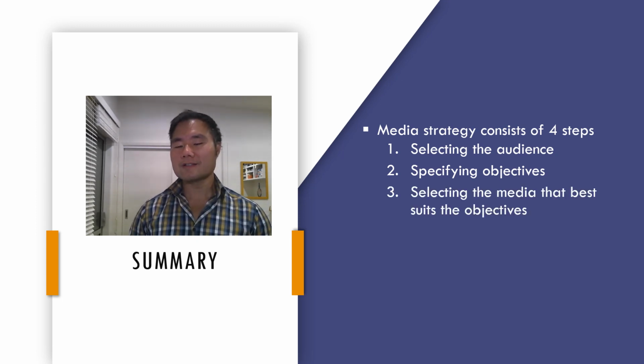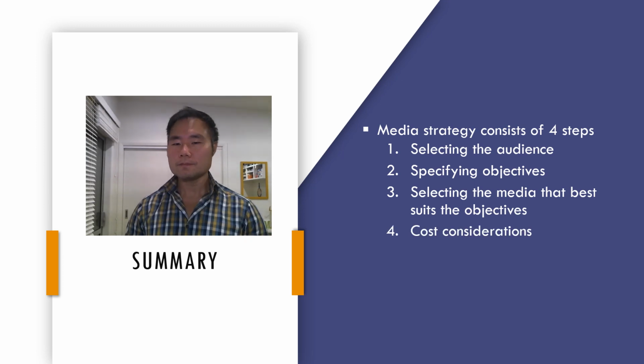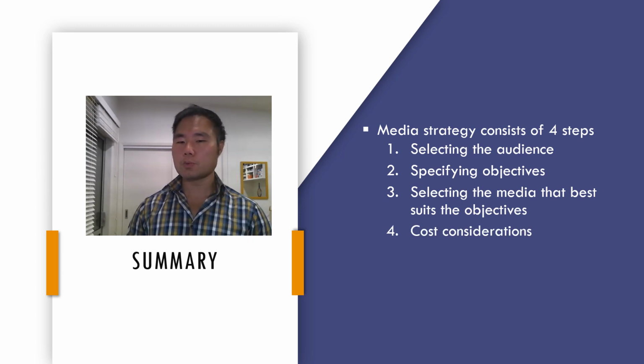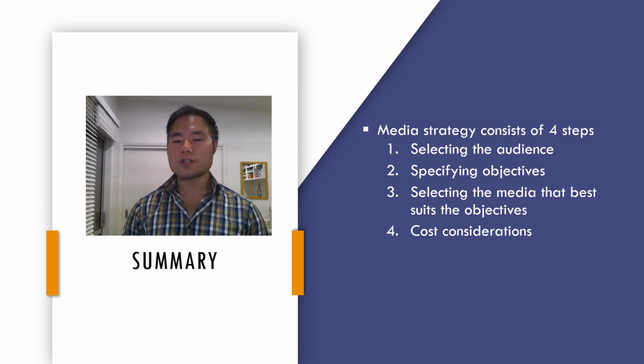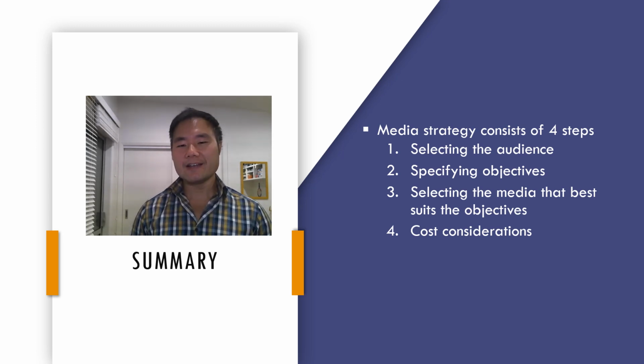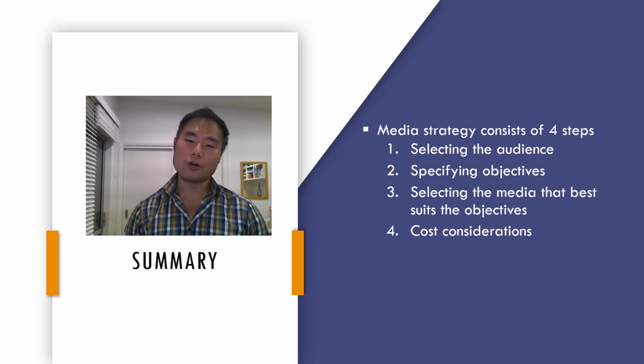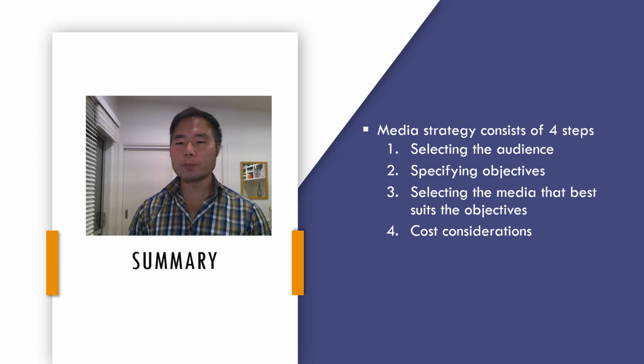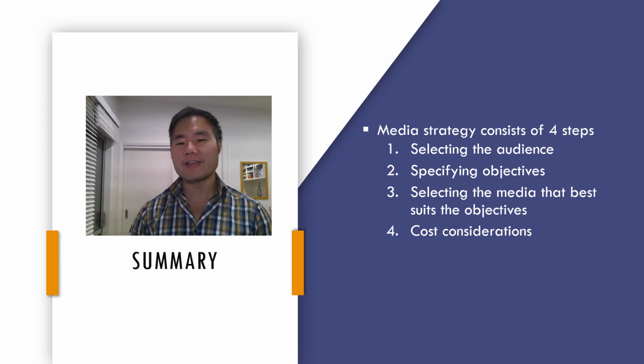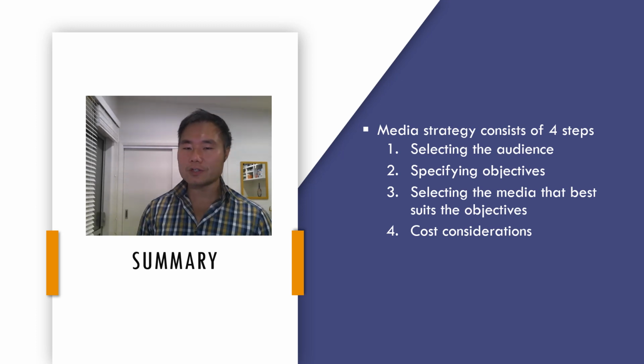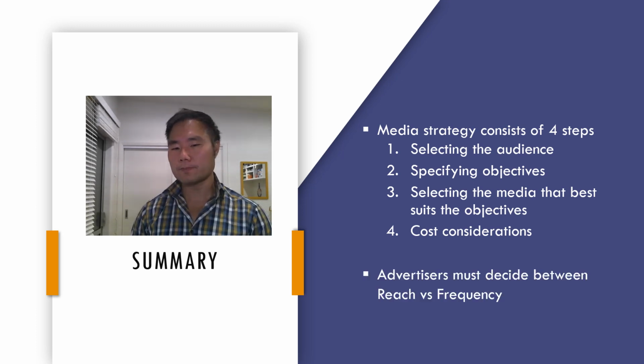The third thing is to select the media that best suit the objectives you have, and so we mainly looked at that in the previous module on media. And finally, cost considerations, which is what we looked at today. And within cost considerations, we have CPM, which is your cost per thousand, and your TCPM, which is your targeted cost per thousand. And that's a more preferable number because it's a more conservative estimate of how much it costs to reach 1,000 of your targeted audience members.